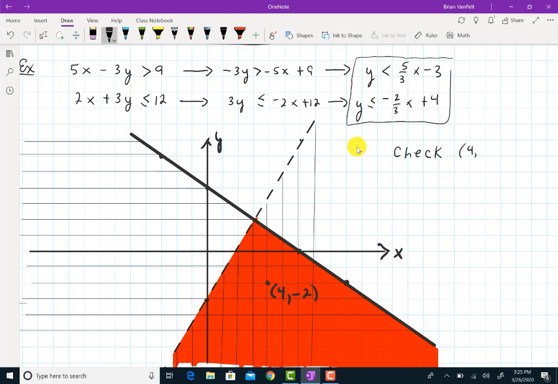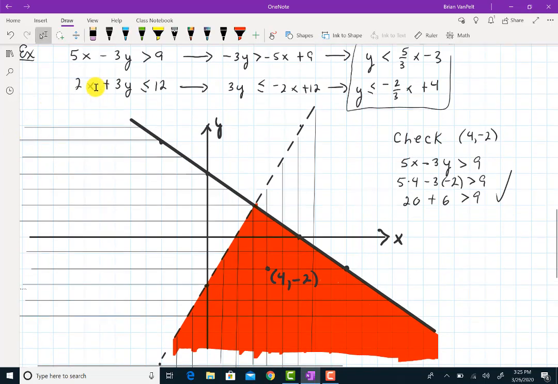We're going to check the point 4, -2, and I want to make sure it satisfies both inequalities. And if you really want to make sure that you're doing it right, throw them into the original inequalities. So I'll start with the first one. The 5x minus 3y is greater than 9. So let me put my numbers in. I'll have 5 times 4 minus 3 times -2 is greater than 9. 5 times 4 is 20. -3 times -2 is +6. And yes, you can see that 26 is bigger than 9.